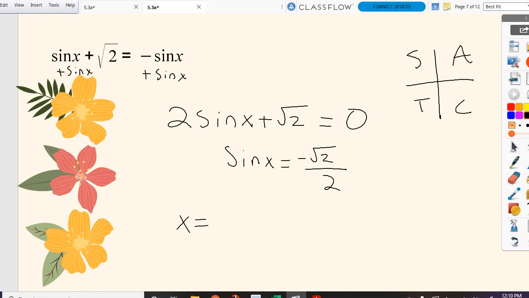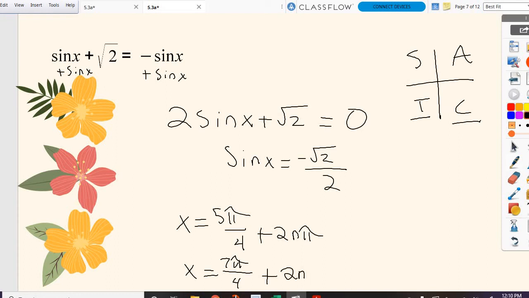So we know that we're going to have a reference angle of pi over 4, but we need to be in our third and fourth quadrants. So what angle in our third quadrant has a reference angle of pi over 4? And in our fourth quadrant? And again, because we have sine this time, we're going to add the 2 pi. Questions on that?